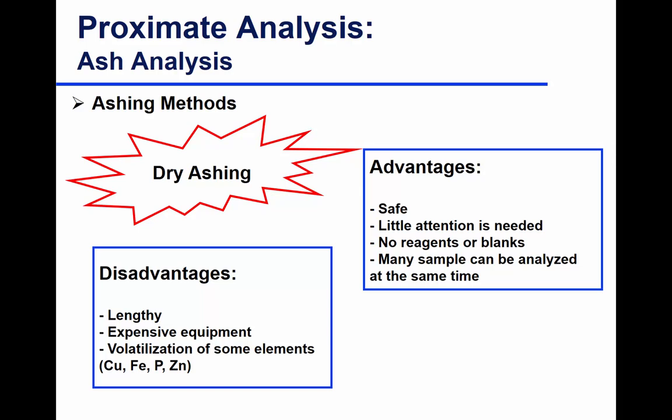So an advantage is that it's pretty safe if you put your samples in when it's not hot, and take them out after you cool it down. There is not much to it, and no attention needed: you just put your samples in, then turn it off and take your samples out, weigh them, and that's it. No reagents or blanks are needed for determining just the ash content, and many samples can be analyzed at the same time. So you can weigh out as many samples as your muffle furnace can fit, and then run them all at once.